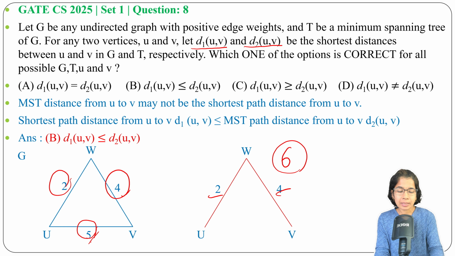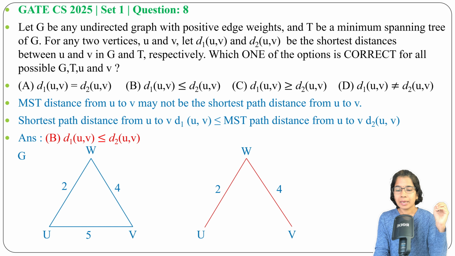Actually, a minimum spanning tree is used for finding minimum total weight. It's not finding the shortest distance between any particular vertices. Hence, in the graph, we might find a shorter distance between two vertices than in the minimum spanning tree. Hence, the answer will be option B: D1 UV less than or equal to D2 UV. The distance between two vertices in the graph may be smaller than the distance in the minimum spanning tree.